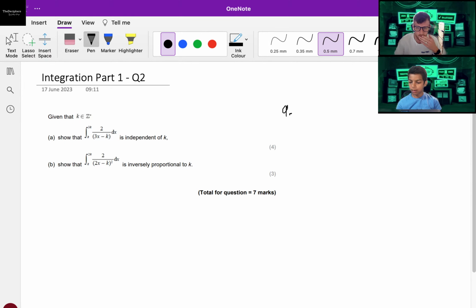So then I think the integral of 1 over x is ln x, so then it would be the integral from k to 3k of 2 divided by 3x minus k, dx.